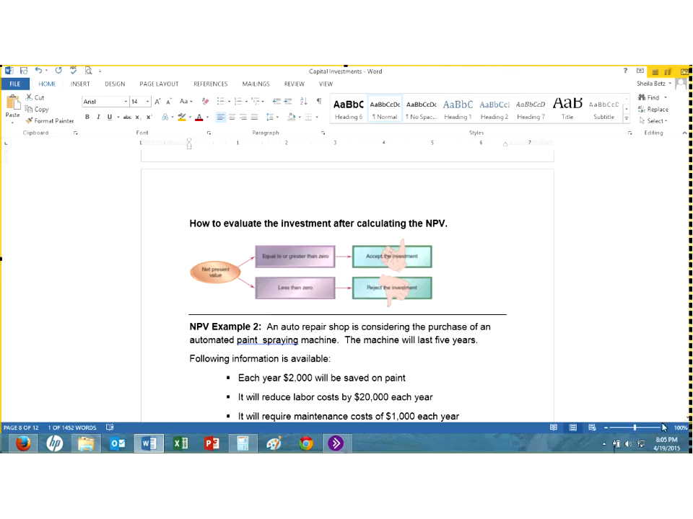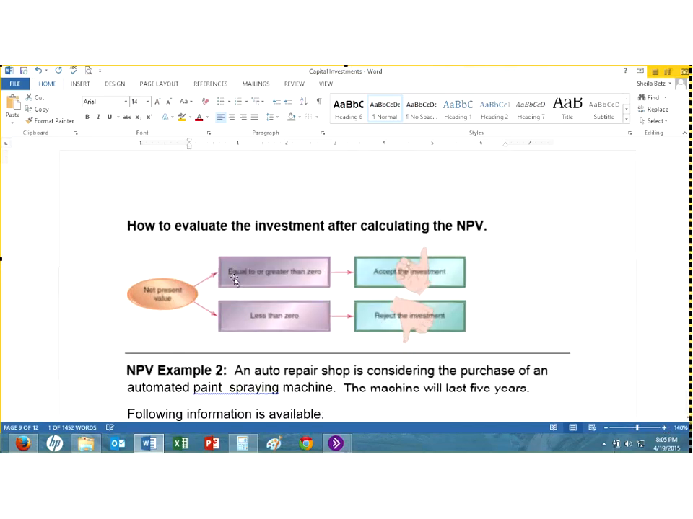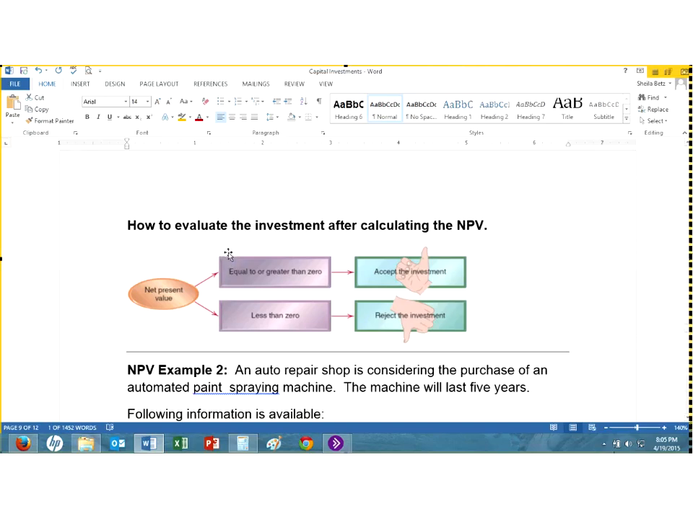Now you're going to notice it says here equal to or greater than 0. And you may be thinking, why would any idiot accept an investment at 0? What all that 0 means is that the future cash flows is still going to cover their costs. So they would break even, all right? So they would not be losing any money.